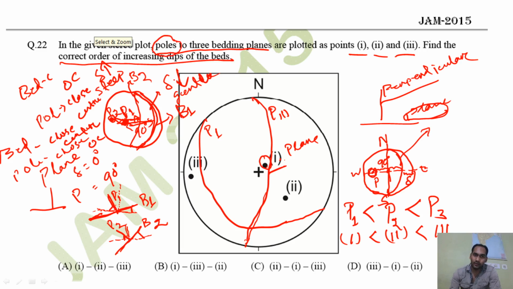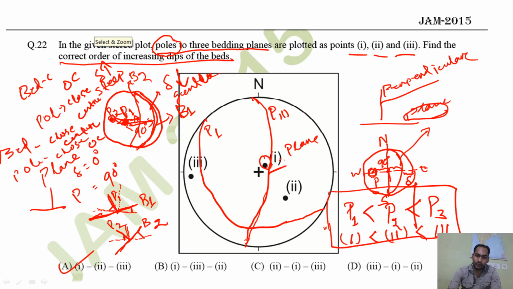So this is a very easy question, but it is given here just to confuse. So the correct answer is 1, 2, 3. Some people may write like 3, 2, 1, which is completely wrong. It is 1, 2, 3, because these are poles. I hope all of you got this.